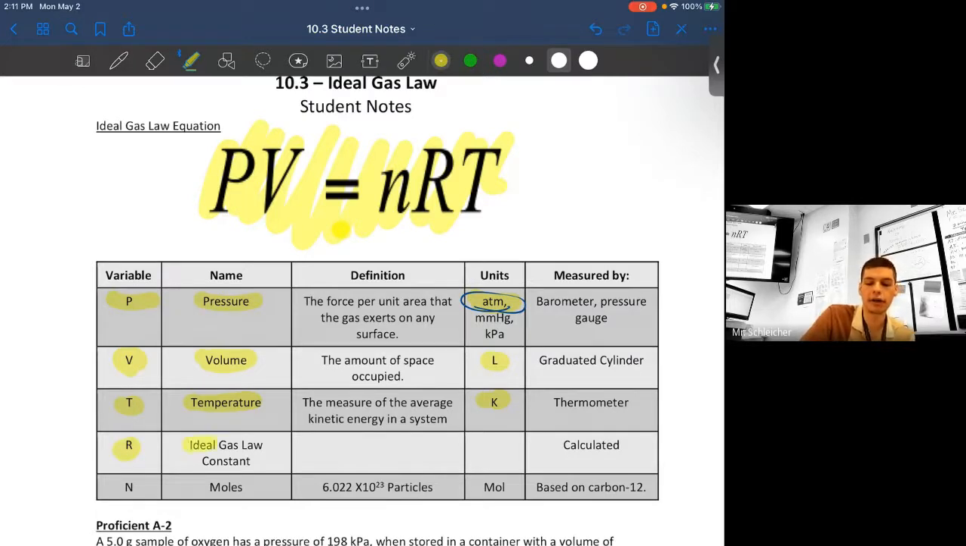We didn't talk about R too much last time, but this is called the ideal gas law constant. As long as we're using atmospheres and liters and Kelvin, and we'll see moles as well, the value of R will always be 0.0821. The units here are liter atmospheres per mole Kelvin. You don't have to worry about that too much. As long as you're using your numbers correctly, the units shouldn't get in your way, but that's the official units for the ideal gas law constant.